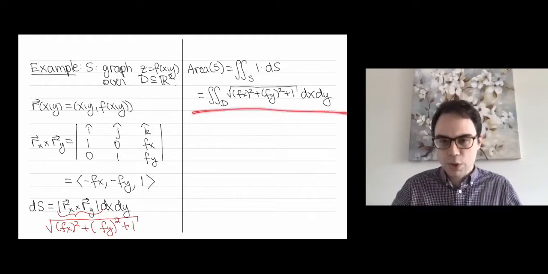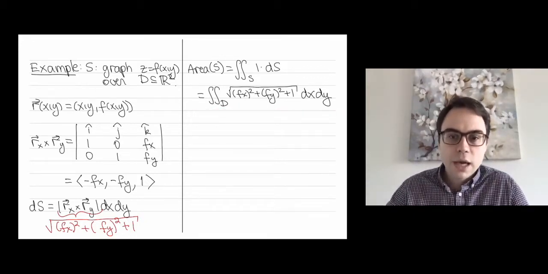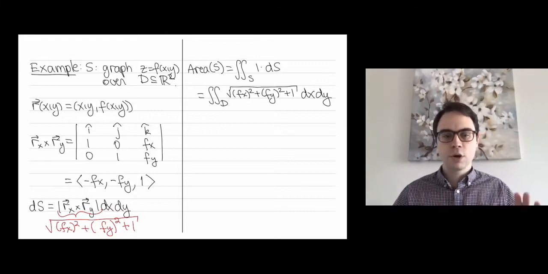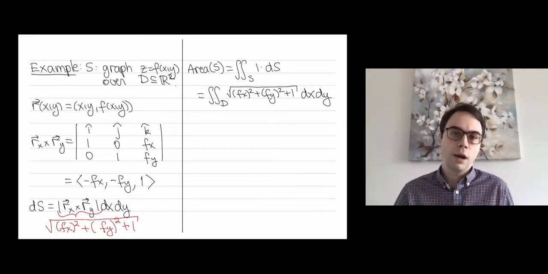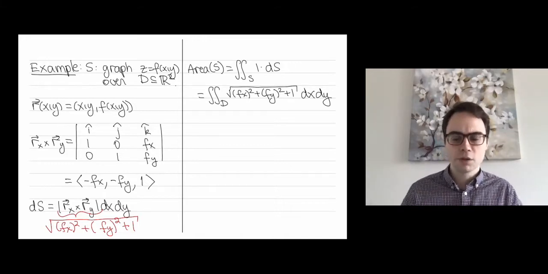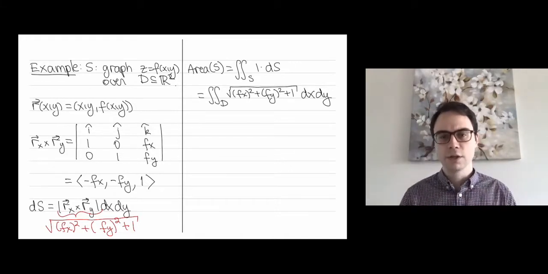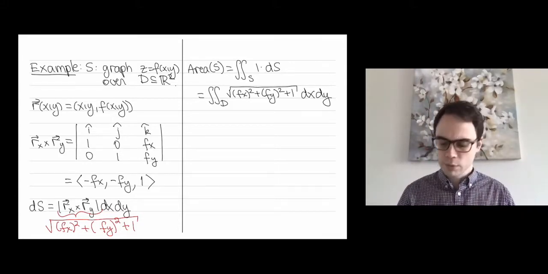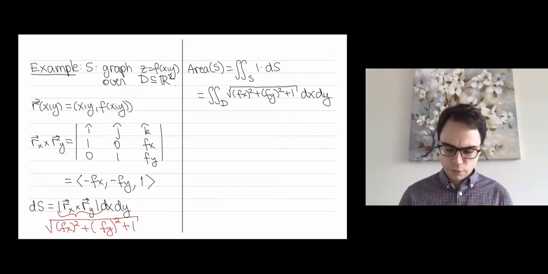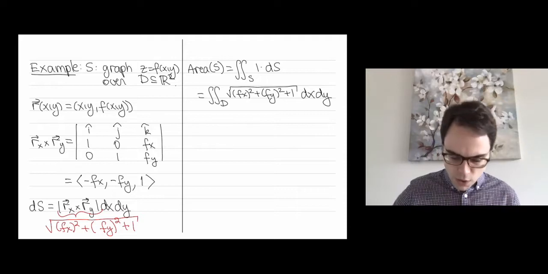So before we knew how to compute areas of graphs, but we get more, right? We can compute the area of surfaces which are not graphs. For example, the sphere from last time. The sphere is not a graph because it fails the vertical line test. If you fix x and y, then there are two z values on that surface with those x and y values. All right.